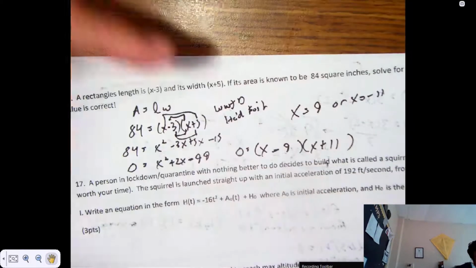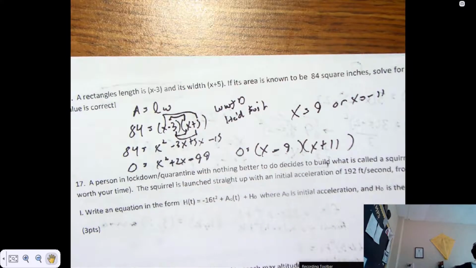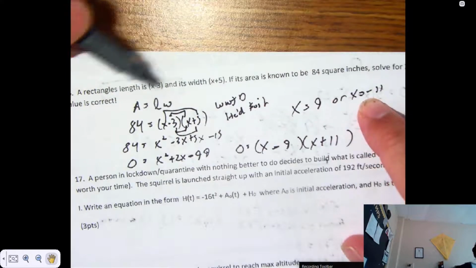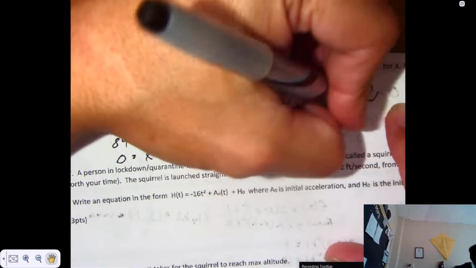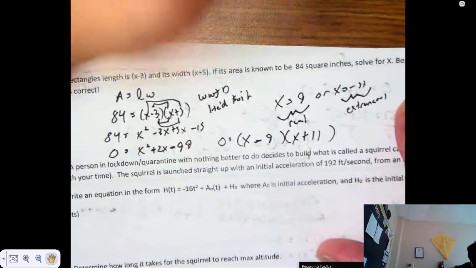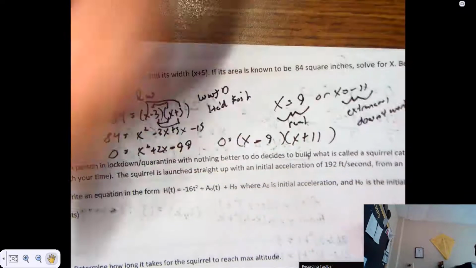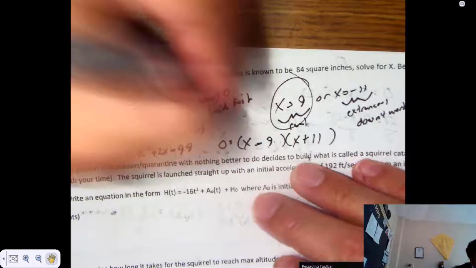Now look at the context of the problem. Okay? Negative 11 doesn't make sense. This is actually something that we call extraneous. It means it doesn't work. That's what it means. It does not work. So there's my correct real answer.